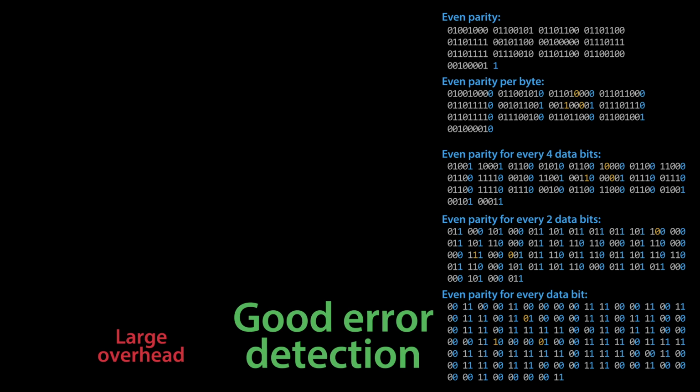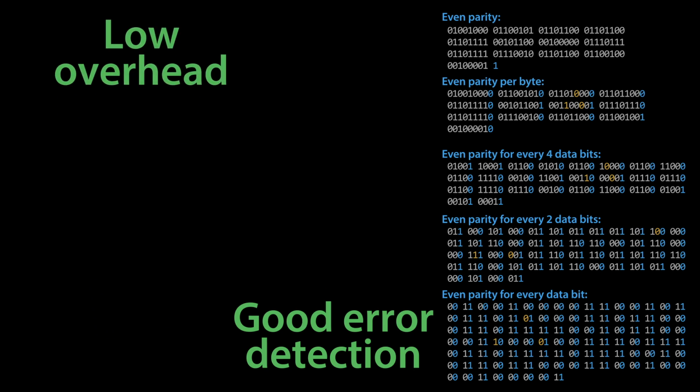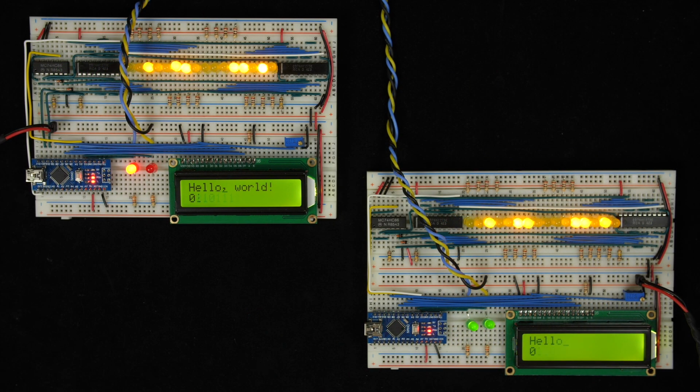But even so, there are times when you want the best of both worlds. You want to detect multiple errors close together, and you want to minimize the number of extra bits you have to send. So what then? Well, there are more complex techniques for error detection that can get you closer to having the best of both worlds. And that's what I'll talk about in the next video.